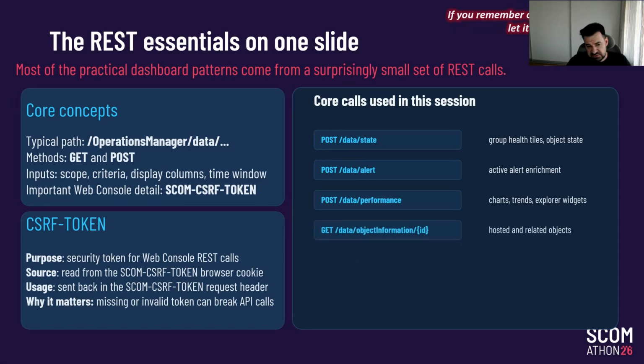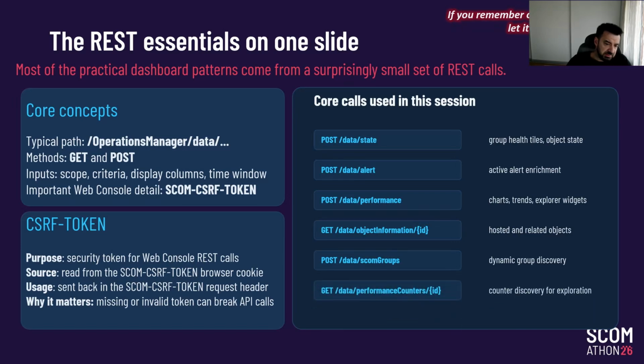Afterwards comes the get to data/objectInformation with a specific ID. This is critical for hosted and related object scenarios. Fifth, we have a post to data/scomGroups. This helps with dynamic groups discovery. And last, we have a get to data/performanceCounters with a specific ID, and this call is used for counter discovery in more interactive performance widgets. Most of the practical dashboard patterns I will show later come from this surprisingly small set of REST API calls.